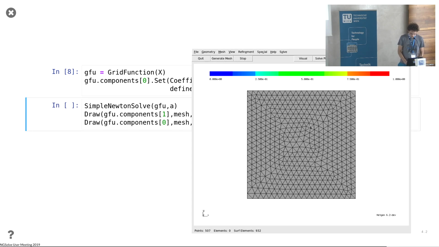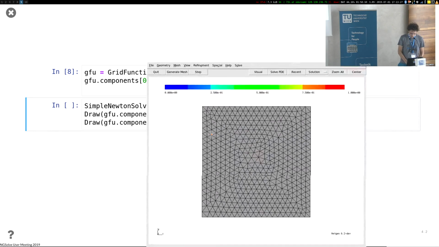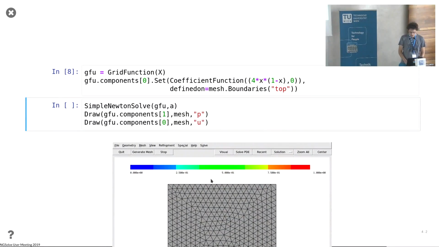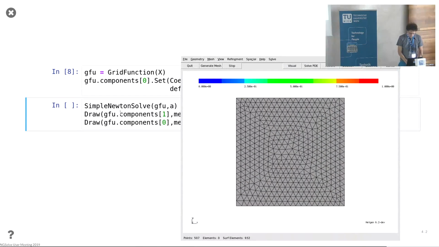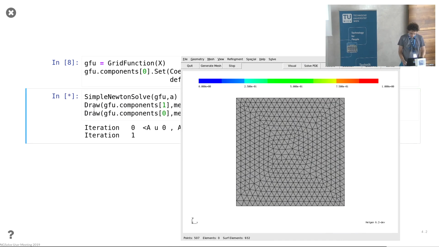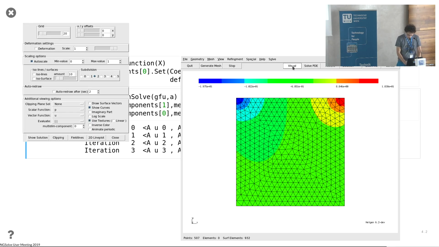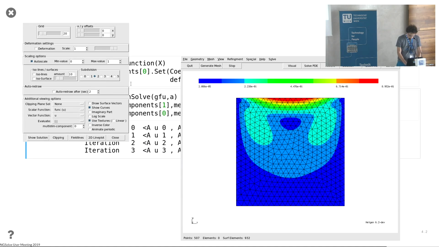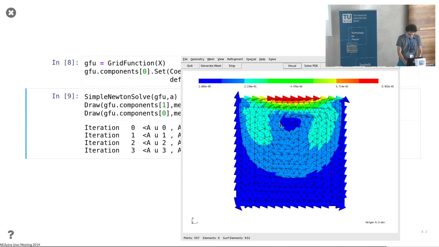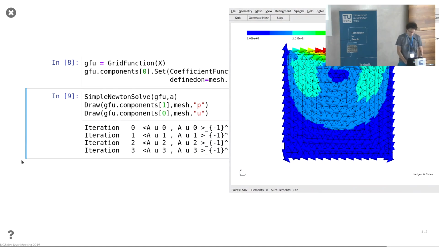Okay, so that's what we do here, and now we solve the nonlinear problem. So physically, this is a driven cavity problem because we apply the shearing on the top of the domain. So that's what we do here, and then solve the Newton problem on this. Okay, so this gives us, this is the pressure, for example. We could also take a look at the velocity field. This is for a relatively high viscosity.